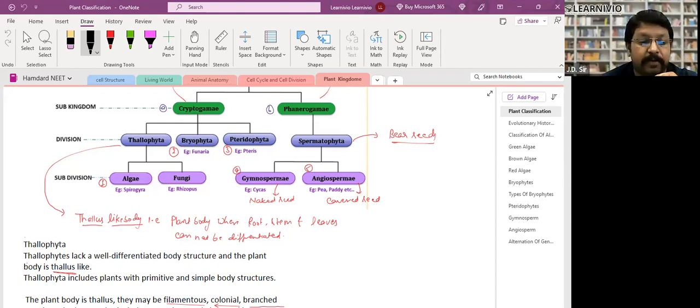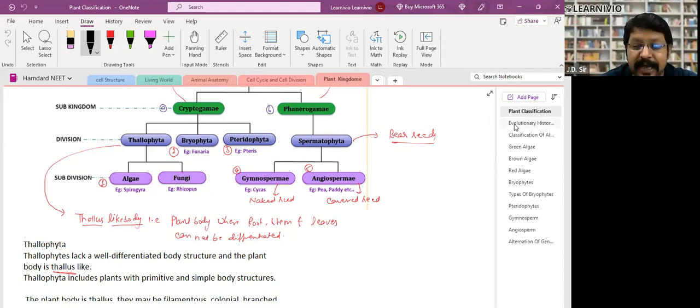Out of these 5 kinds of the plant, first are algae, second bryophyta. Fungi is not a part of the plant. We have already studied that. Is that clear? So first and foremost plant which came on the earth was algae, then came bryophyta, then pteridophyta, then gymnosperm, and then angiosperm. Nowadays, the most modern plants are the angiosperms.